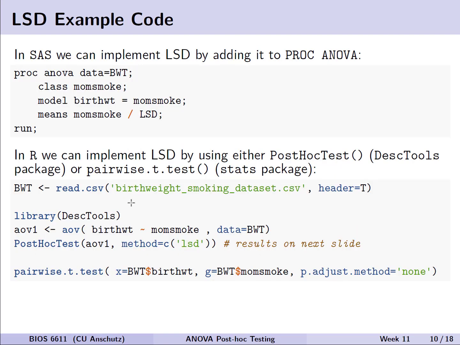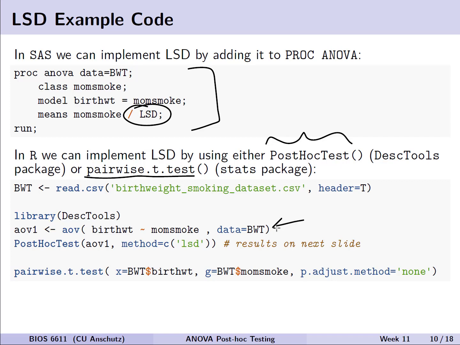But let's see how we can implement this in practice in either SAS or R. In SAS, we can use our proc ANOVA procedure, and we can just specify this slash LSD after the means statement to give us this post-hoc comparison. In R, we can implement this in a few different ways. One is using the post-hoc test function from the DescTools package, or if we don't want to load any additional packages, there is a pairwise.t.test function in the default stats package.